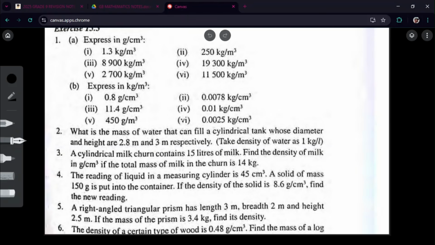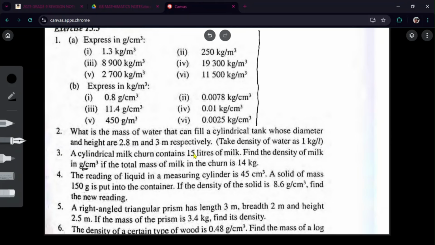A cylindrical milk churn contains 15 liters of milk. Find the density of the milk in grams per centimeters cubed if the total mass of the milk in the churn is 14 kg. Allow me to do it here, in the space that you have here. So you have a cylindrical milk churn containing 15 liters of milk. Find the density of the milk in grams per centimeters cubed if the total mass of the milk churn is 14 kilograms.